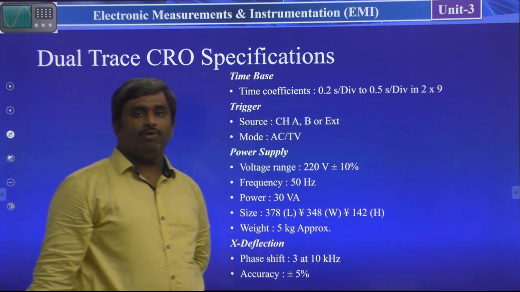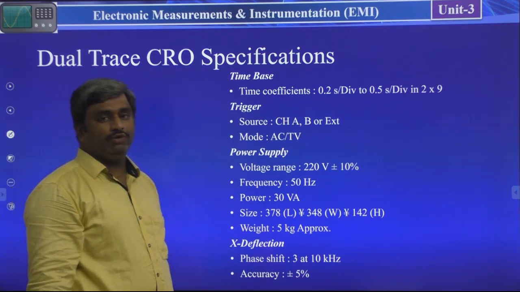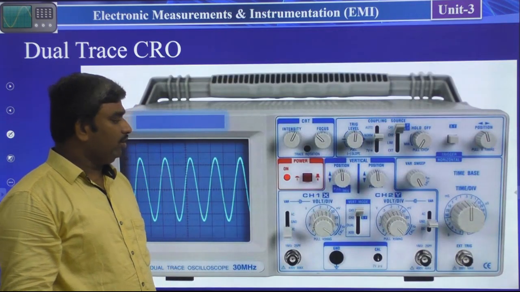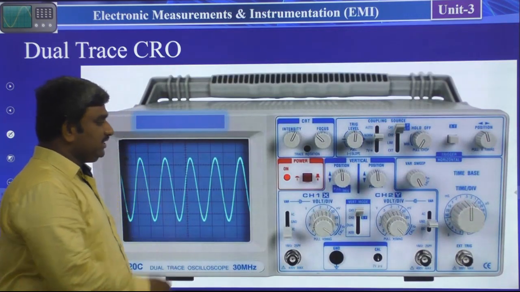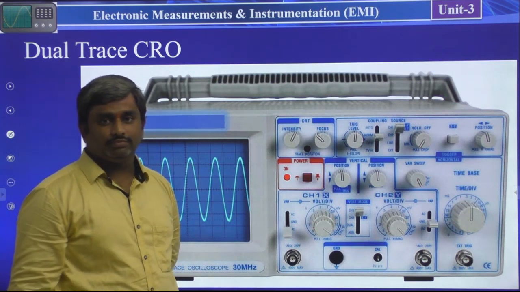So this is about the dual trace CRO. Next we will continue this topic with the electronic switch. Before going to that, see an example machine of the dual trace CRO.